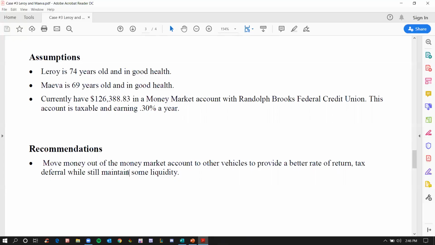Okay. So our recommendation is to move money out of the money market account to other vehicles that provide a better rate of return, tax deferral, while still maintaining some liquidity. Because in the real world, I know you want to have liquidity and rate of return. You've heard the old saying, you can't have your cake and eat it too. This is one of those situations, unfortunately. So we're going to do the best we can to help you achieve your objective, but bear with us. All right. So let's look at where we are right now.